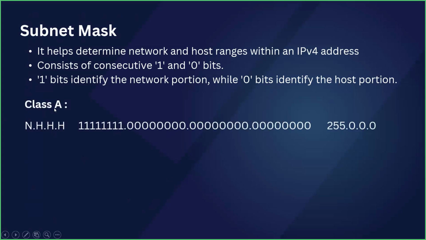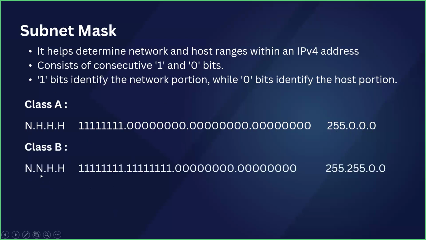Now when you talk about class A, where it has one network portion and three host portions, in the first portion it has all ones, and in the last three portions it has all zeros. When you convert that from binary to decimal, you get the number 255.0.0.0. That's the subnet mask for class A. For class B, similarly, when you have two network portions and two host portions, the subnet mask would be 255.255.0.0. So the first two portions have all ones, and the last two portions have all zeros.